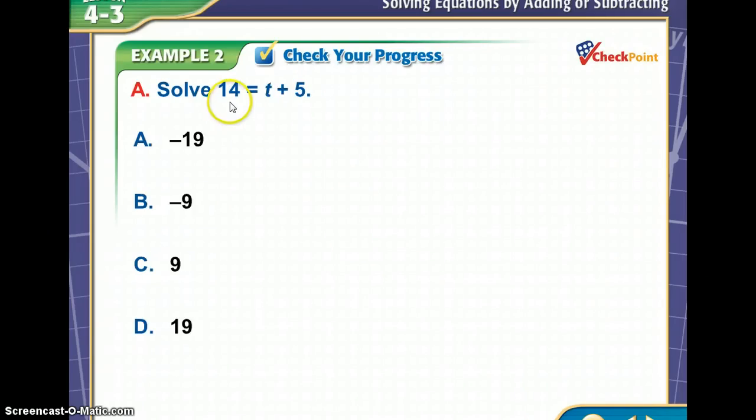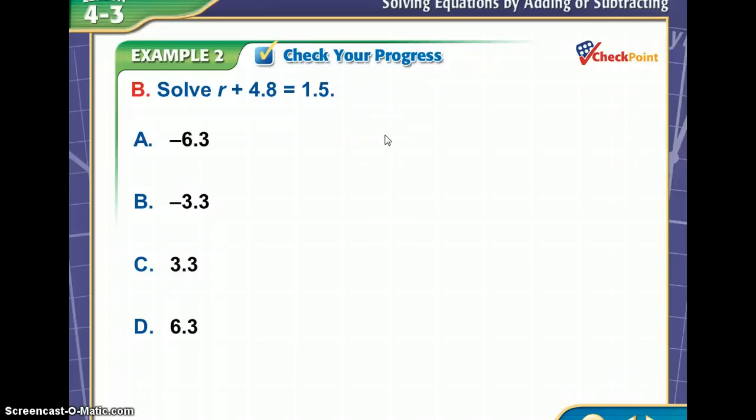Okay, this one is for you to try on your own. You have 14 equals t plus 5. Remember, you want to use the inverse operation of addition. You should have subtracted 5 from both sides and found t to be 9.